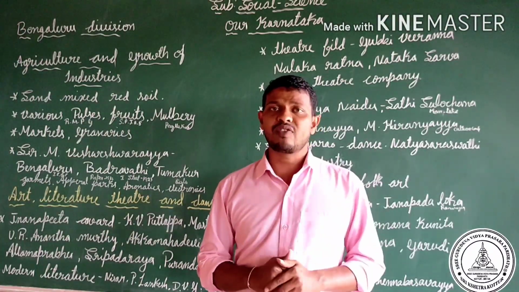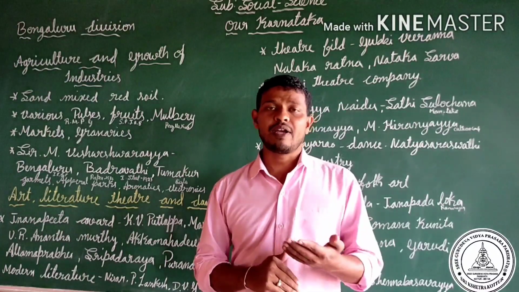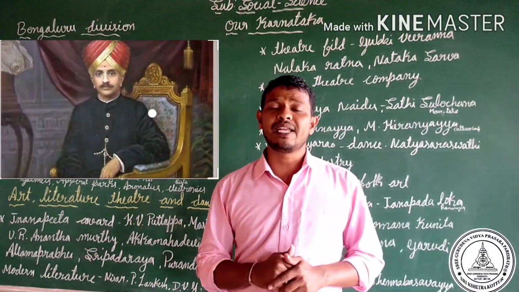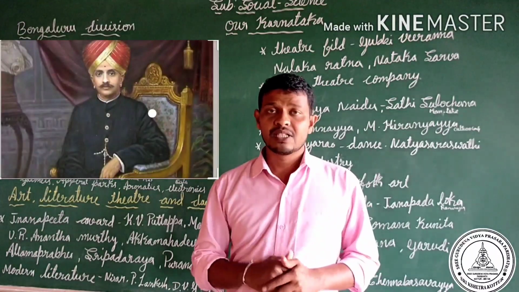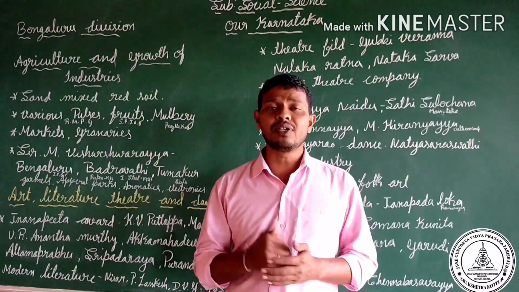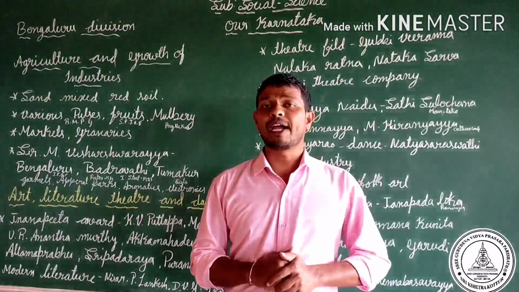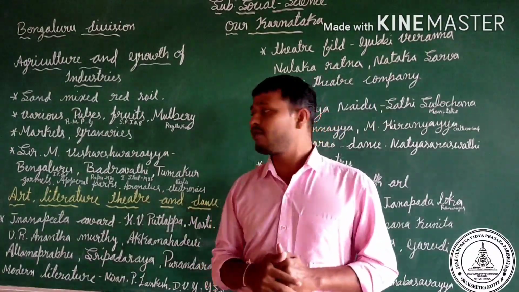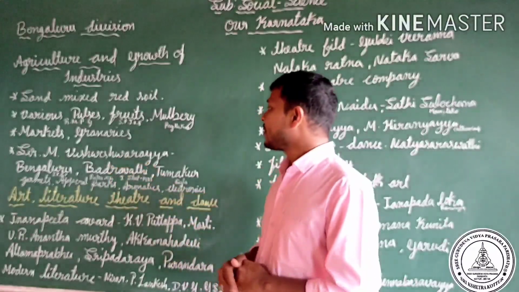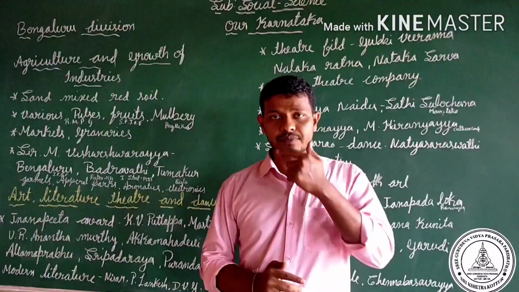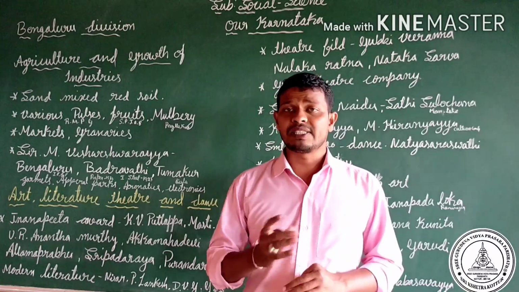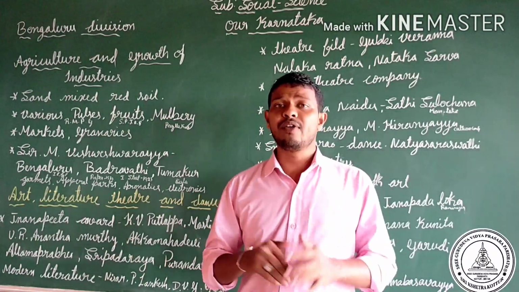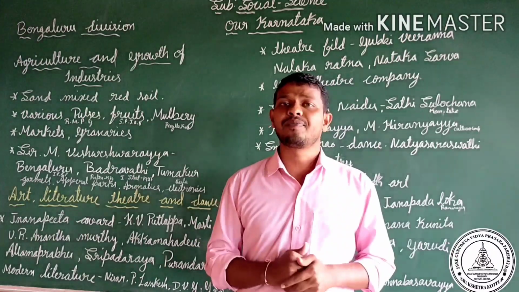Sir M. Visvesvaraya and his king, Nalvadi Krishnaraja Wadiyar or Krishnaraja Wadiyar IV, built many dams and industries here. These industries are helpful to the richness of the Bengaluru division. I would like to introduce many places in the Bengaluru division, especially Bengaluru, Bhadravati and Tumakuru. In these three places we find industrial areas.